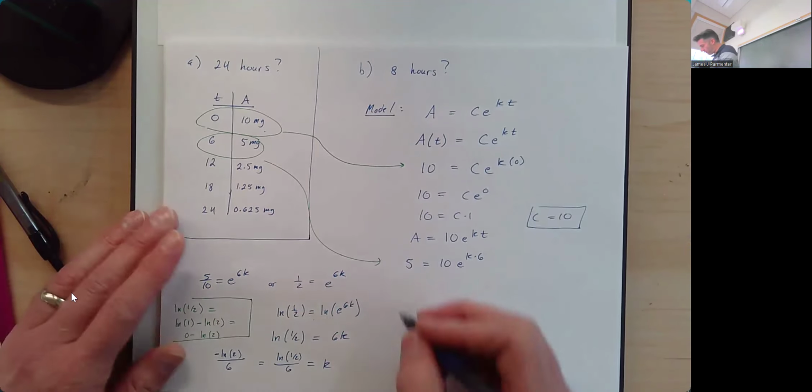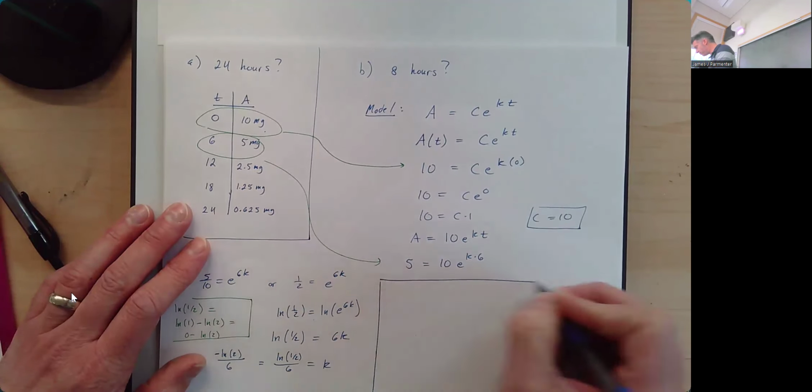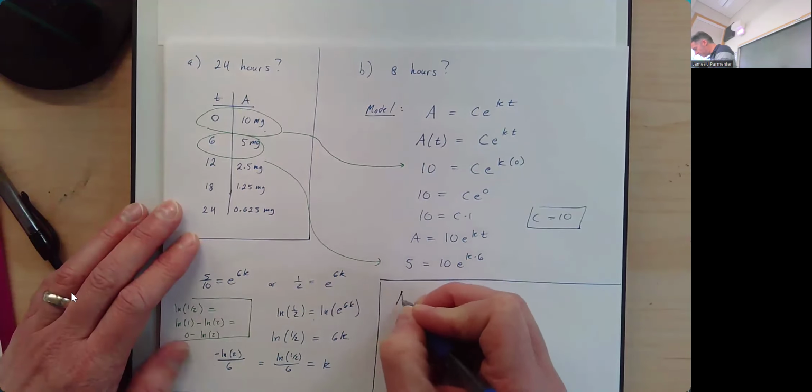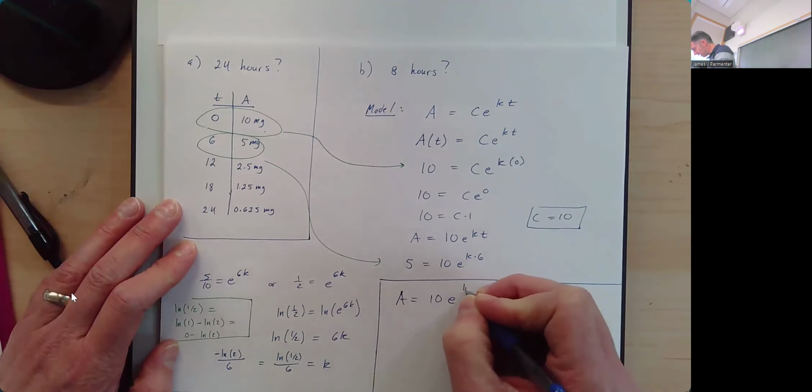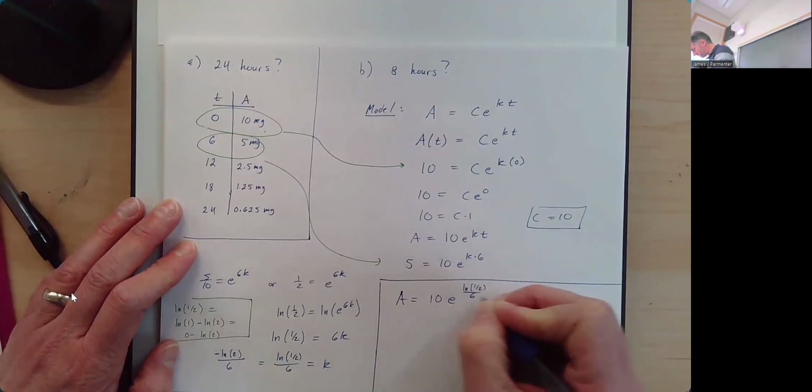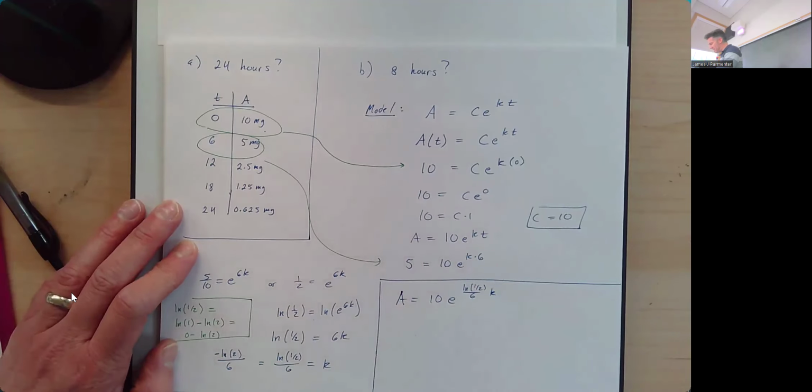So now we've got our fully fledged model that A is equal to 10 e to the natural log of 1/2 over 6 times t. Oh my goodness.